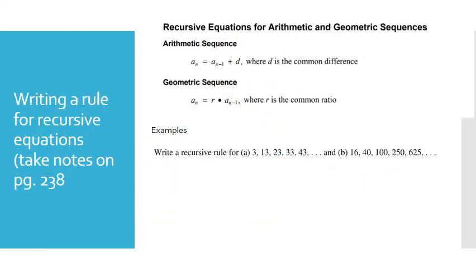And now on page 238, we're going to have to start writing the equations for these. So you have 2 equations for recursive formulas. Notice that the n minus 1 here and here are sub letters, so they should be below the A. In an arithmetic sequence, you still need the difference. And in the geometric one, you still need the ratio. It slipped my mind for a second.